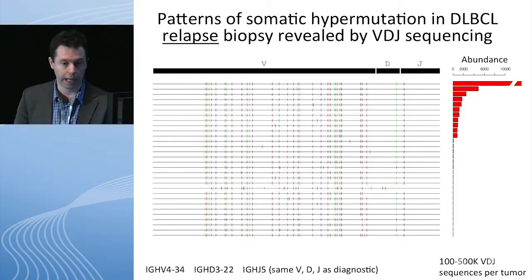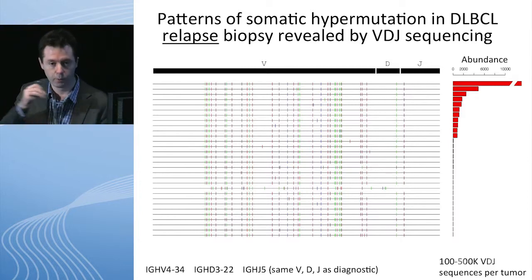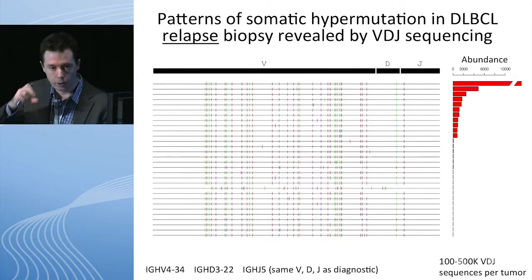So we do this counting process at diagnosis. We do the same thing at relapse, and we also see a similar pattern, a very abundant clone, but also smaller clones that are different in terms of mutational pattern. Each of those little vertical lines corresponds to a different mutation, a different AID-induced mutation. Okay. But again, the VDJ at diagnosis and relapse is the same.